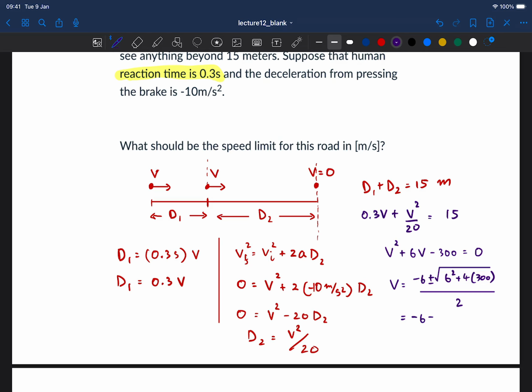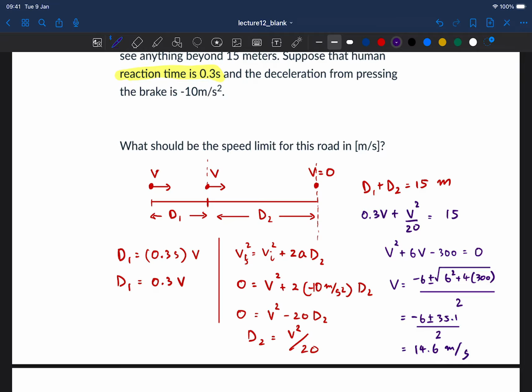So minus 6 plus minus 35.1 divided by 2. And we again need positive velocity. So 14.6 meters per second. It's the fastest you can go without crashing.